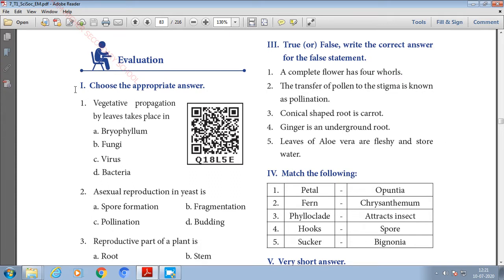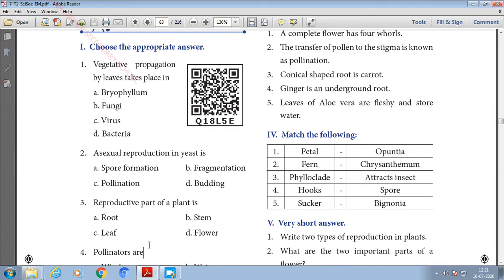The first Roman letter, choose the appropriate answer. First one, vegetative propagation by leaves takes place in. The answer for this is option A, bryophyllum. Second one, asexual reproduction in yeast. Option D, budding. Asexual reproduction in yeast is option D, budding.